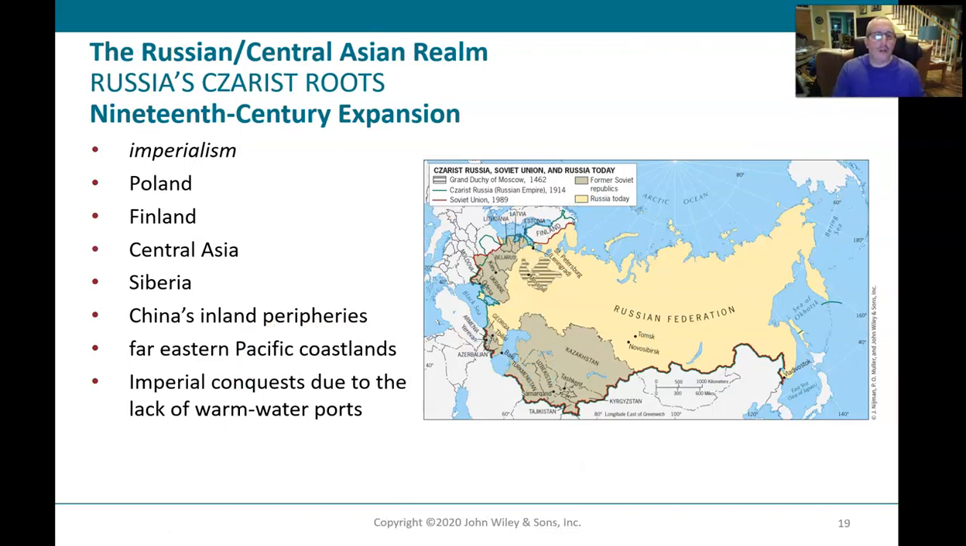So I'm not going to talk too much about the history of Russia. You're going to read that in your textbook, but just keep in mind that a lot of Eastern European countries were heavily influenced by Russia.